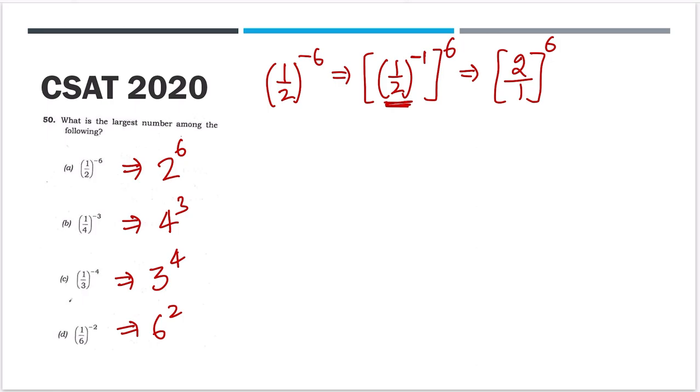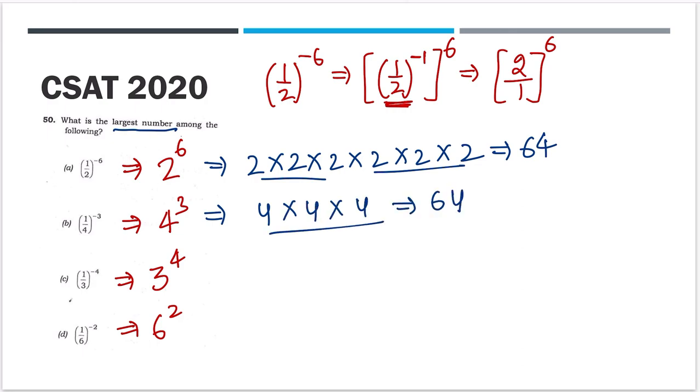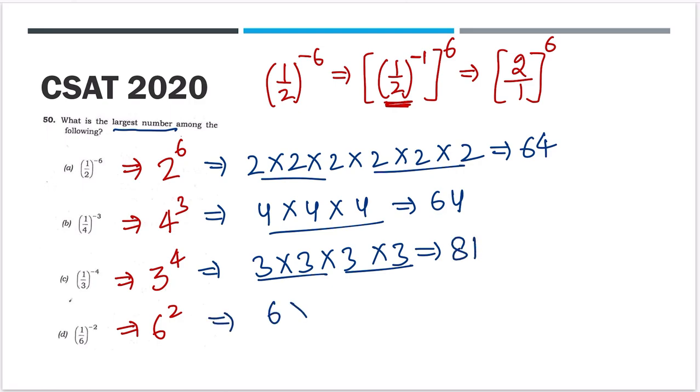Now, they are asking you out of all these numbers, which is the largest number. Now you can do the calculation. 2 raised to power 6, you already know this is 2 into 2 into 2, 6 times. Right? So this will give you 64. 4 cube is 4 into 4 into 4. This is again 64. 3 raised to power 4 is 3 into 3 into 3 into 3. So this will be 81. And 6 square is 6 into 6. That is 36. So our answer is, the largest of these numbers is 81. So the answer is C. I hope this is clear.